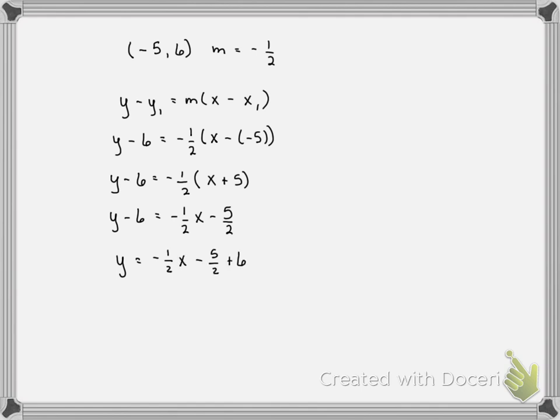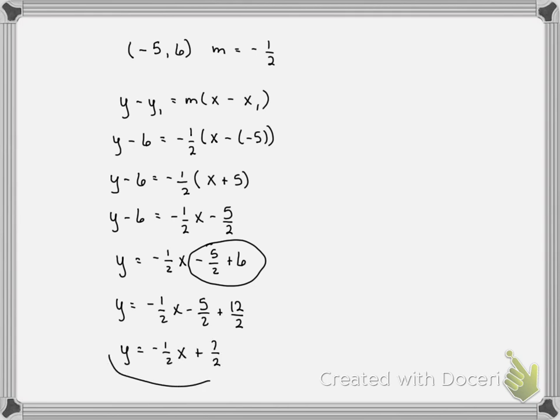Now the problem that arises here is these two things have to be added together, but we need that 6 to have a common denominator of 2. So 6 with a common denominator of 2 is the same thing as 12 over 2, because 12 over 2 is equal to 6. So then the equation would be y equals negative 1/2 x plus 7 over 2.